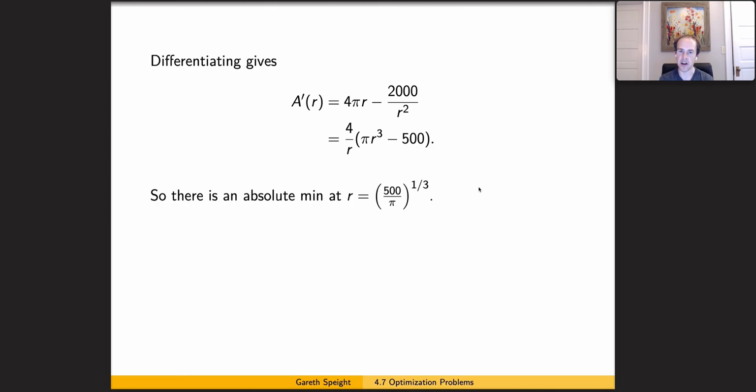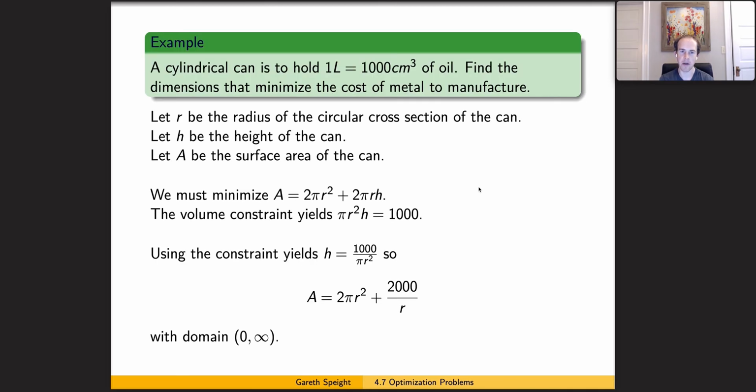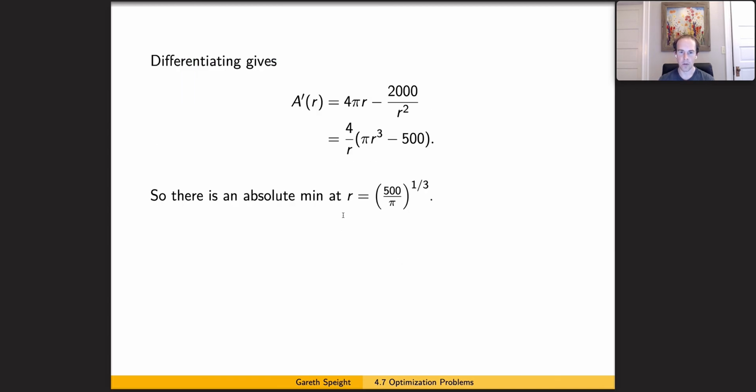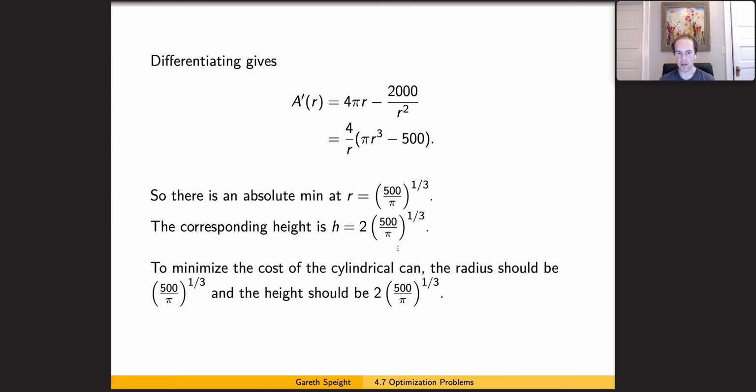Okay, and then we were asked to find the dimensions, right? The dimensions that minimize the total cost of metal, or the surface area. So the dimensions are r and h. We already know r. We have to find h. Luckily, we have a formula for h in terms of r. So if you go back and plug your minimizing r into this formula for h, we get the corresponding height h equals 2 times the cube root of 500 divided by pi. Okay, so these are the optimal dimensions.